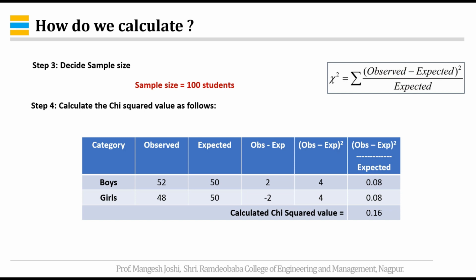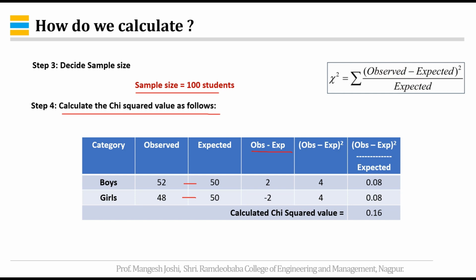So continuing the same example, we have a sample size of 100 students. Step 4 is to calculate the chi-squared value as follows. Now we have two categories, boys and girls. The observed value of boys is 52 and the observed value of girls is 48, and the expected values are 50 and 50. Next, I have done observed value minus expected value, meaning 52 minus 50 and 48 minus 50. So you have 2 and minus 2.